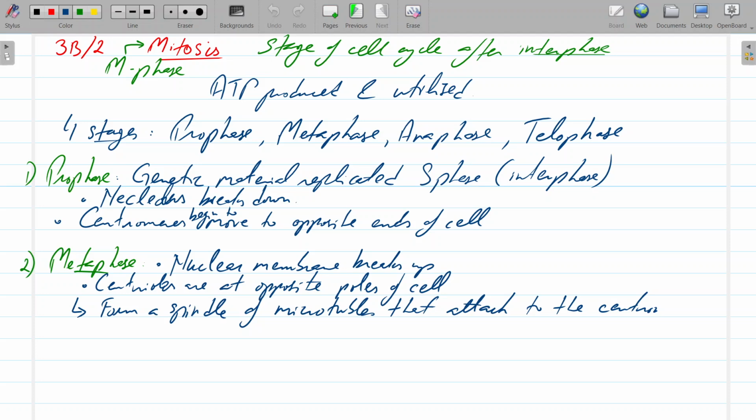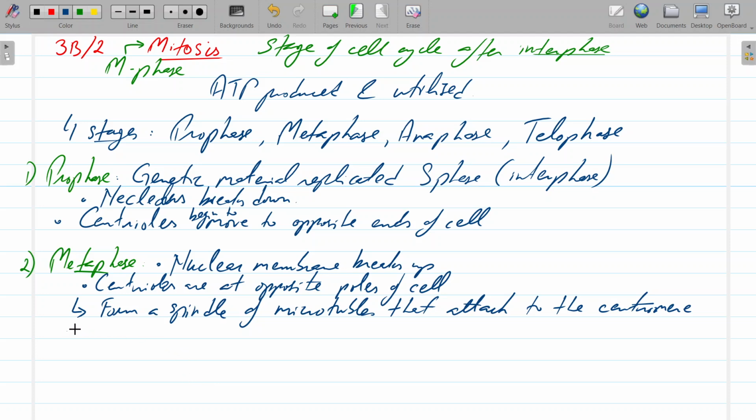I think I've confused the terminology over here. Yeah, so these are centrioles. So at the centromeres, that is the point of attachment for the two chromatids, the replicated state of the chromosome.